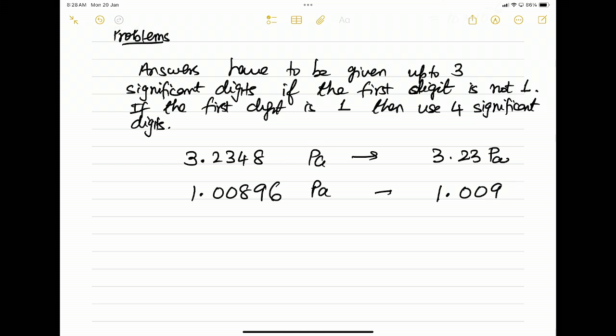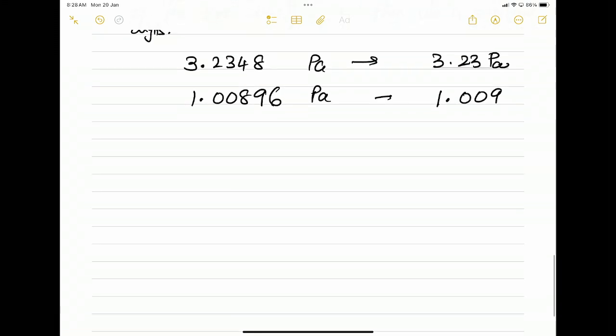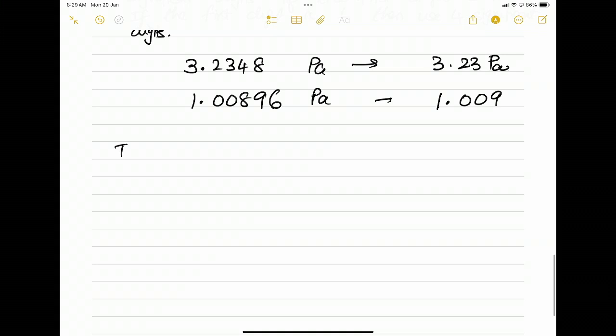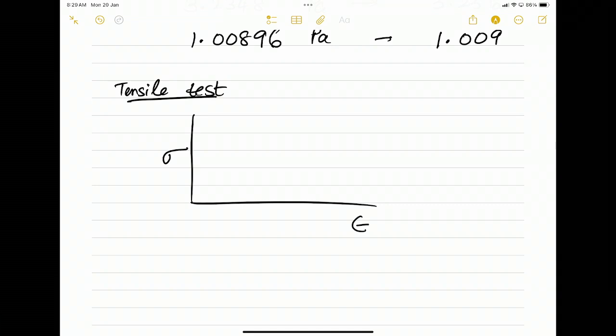Okay. So now, how do we find these stress versus strain? And as we said, we use what are called tensile tests. So we plot sigma versus epsilon, and the typical behavior looks like this.